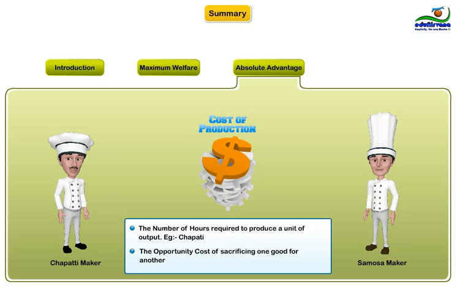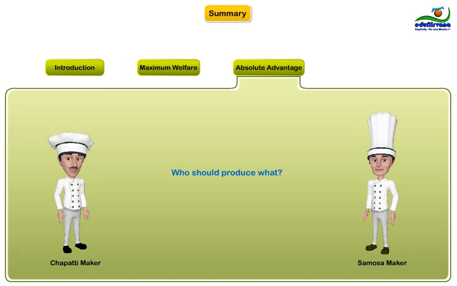Differences in costs of production determine the following. Who should produce what? How much should be traded for each product? This principle is relevant to individuals, societies, and nations.